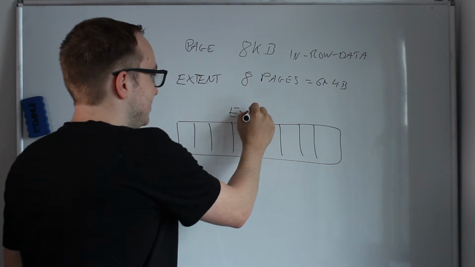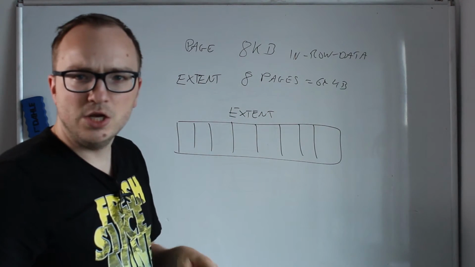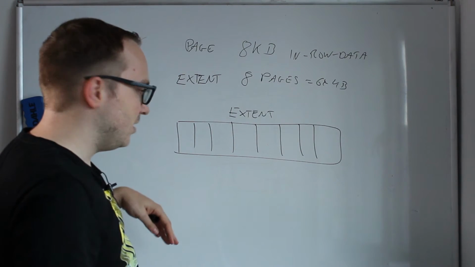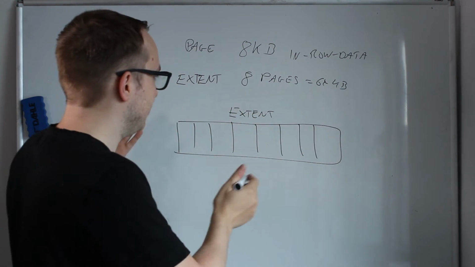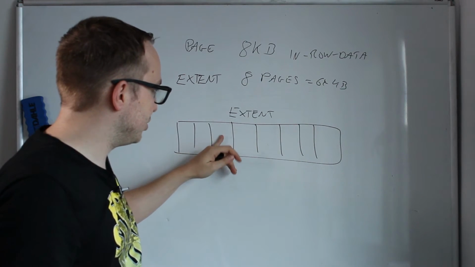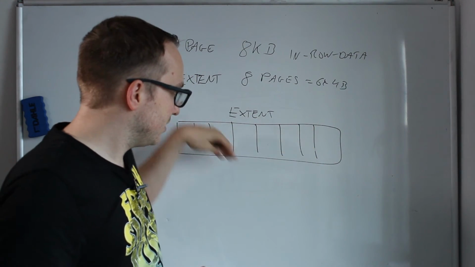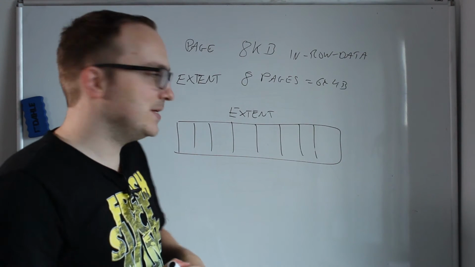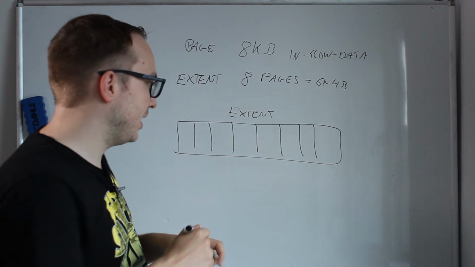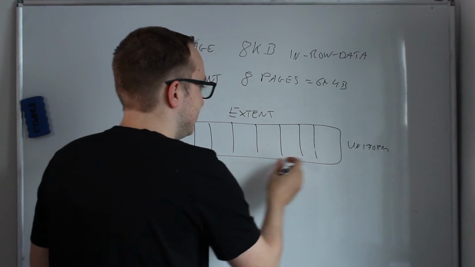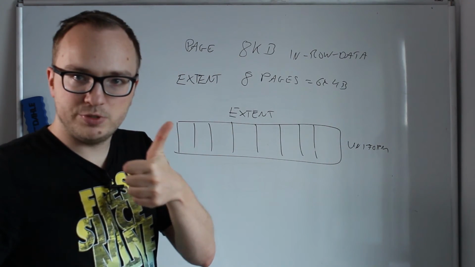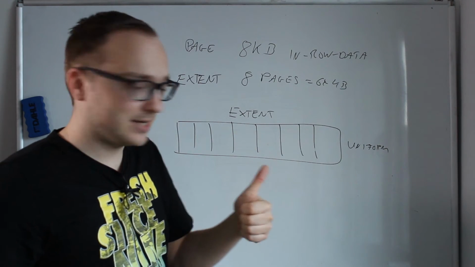So there are 2 types of extents. The first is a uniform extent. That means we're talking about a table called table 1, and if every page of this extent is owned by table 1, this is called a uniform extent. So this is a uniform extent if it belongs to exactly one object. It may be a table or also an index.